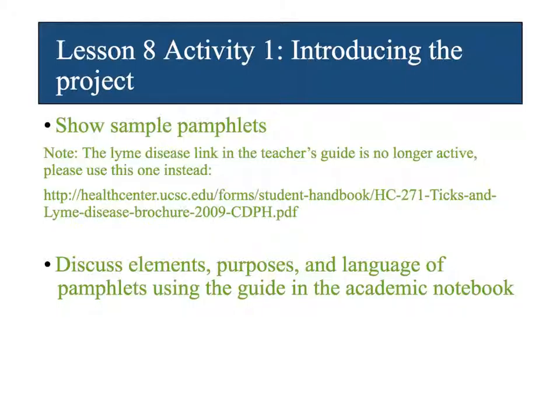As they look at the sample pamphlets, students will work in small groups, and each group will look at one pamphlet in depth, and think about what makes a good pamphlet. They're going to look at the elements of a pamphlet, the purposes of a pamphlet, the language, the way graphics are used, the fonts and photos, how it looks, and how that impacts the effect of the pamphlet. There are some guiding questions in their academic notebook that they can use as they think through what makes a good pamphlet.